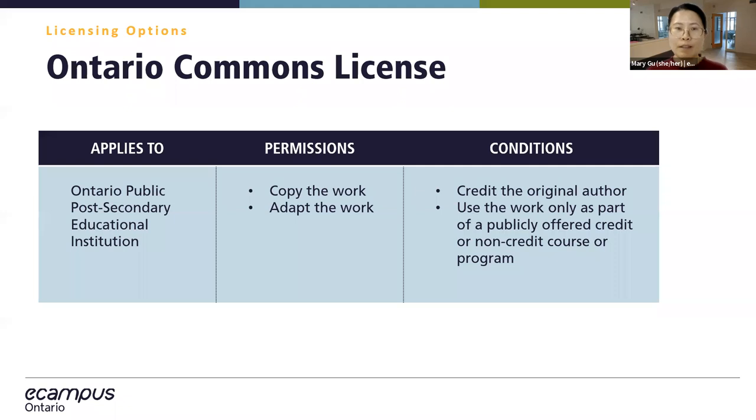The restricted aspect of the Ontario Commons licenses has to do with who are identified as permissible users. The Ontario Commons license identifies permissible users as members of Ontario's public post-secondary educational institutions. So those are staff, faculty, and learners. And the Ontario Commons license allows these users to copy the work and to adapt the work, so long as you credit the original authors and that you use the work as part of a publicly offered credit or non-credit program.